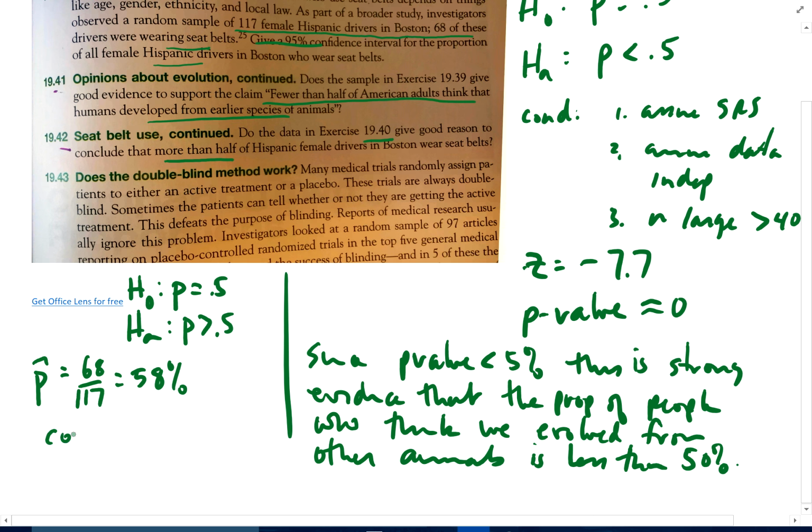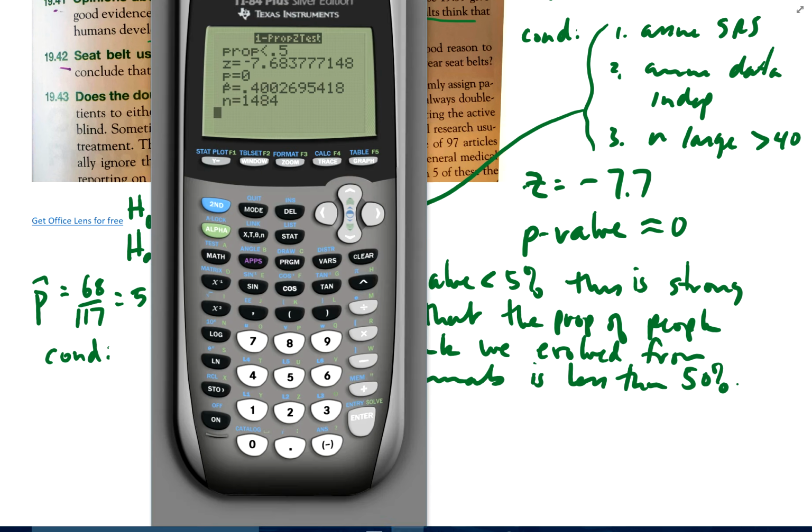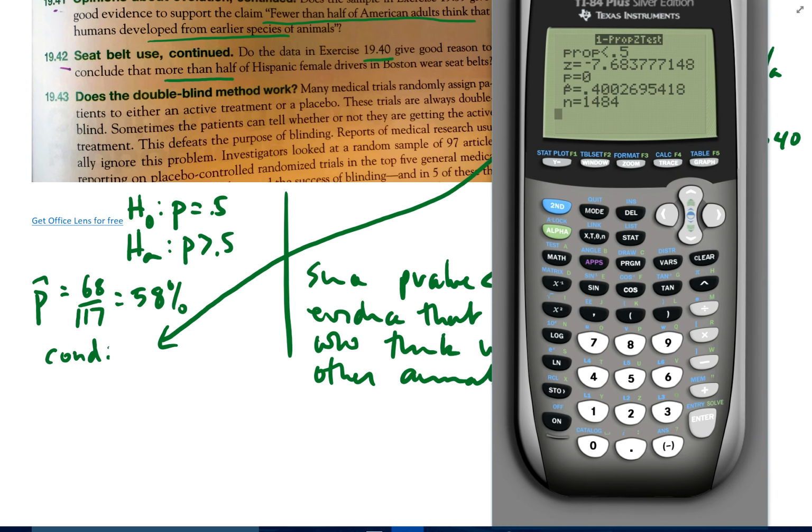Okay, so conditions, those are the same as over here. I'm not going to repeat it. But we're assuming a random sample, the data is independent, and n is large, it's 117, so we're good on that. So we're going to go ahead and do the test. My test is going to be STAT, TESTS, 1 proportion z test. p0 is 0.5, x is 68 out of 117. Proportion is greater than 0.5 this time. Calculate.